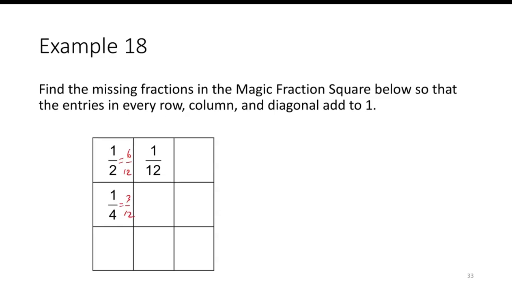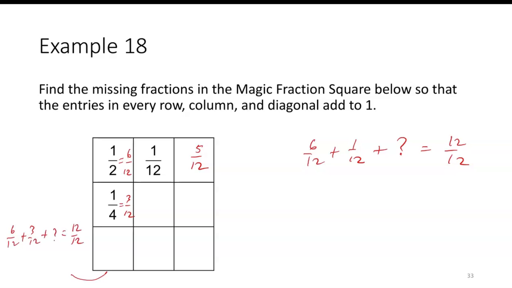And now we know that adding up everything, so for this first row, 6/12 plus 1/12 plus something is equal to 12/12. So in terms of the missing addend model of subtraction, essentially I'm going to take the numerator 12, subtract the 6 and the 1. So I end up with 5/12 here. Likewise, on this first column, I have 6/12 plus 3/12 plus something equal to 12 over 12. And for that to work, I would need this something here to be 3/12, or 1/4.